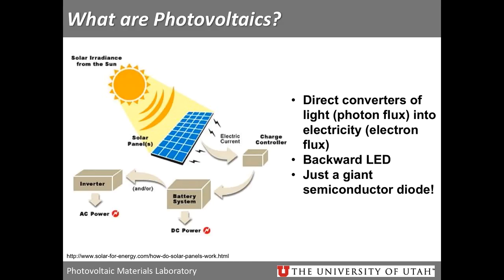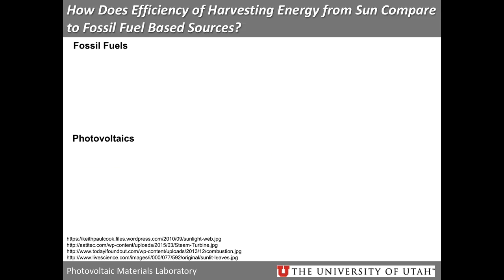So as an overview, most of you probably know, what's unique about a solar cell is that it's a direct converter of light into electricity. It's like a backward LED, where you give a power source, like a battery, to a semiconductor diode, and that emits light. In this case, we have a semiconductor diode absorbing light and creating electrons, or electricity. So that's the basic idea of what a solar cell is.